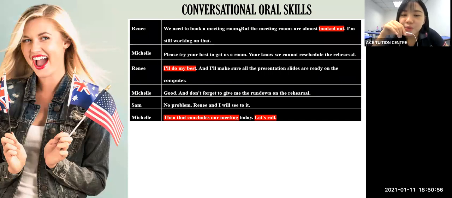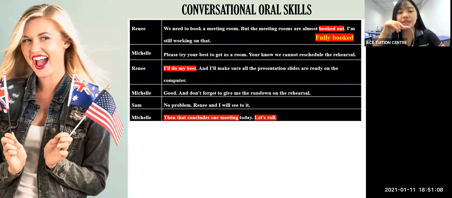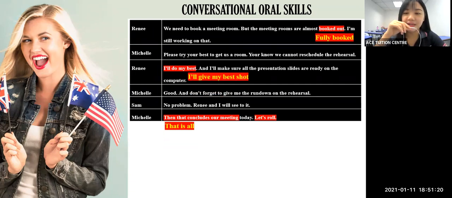Booked out. I'll do my best. Then that concludes our meeting. Let's roll. Okay, so there are a few meanings towards that. Booked out, as you can probably guess, means that the rooms are full. It is fully booked. Other than using fully booked, you can also say booked out. All right. And other than that, you can say I'll do my best. Write down first, I'm going to give you all the meanings. Give you 1 minute.